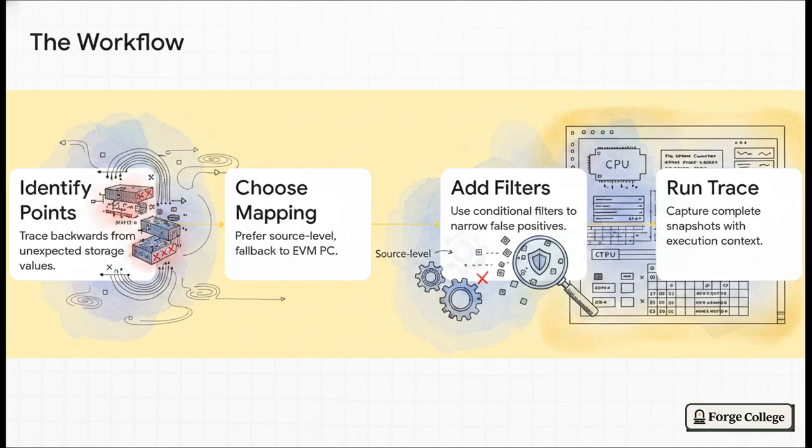Step 3. Add conditional filters so you aren't drowning in false positives. And step 4, run the trace and extract a full snapshot containing the PC, the stack, the memory hex dump, and the call data. That complete context is your golden ticket.